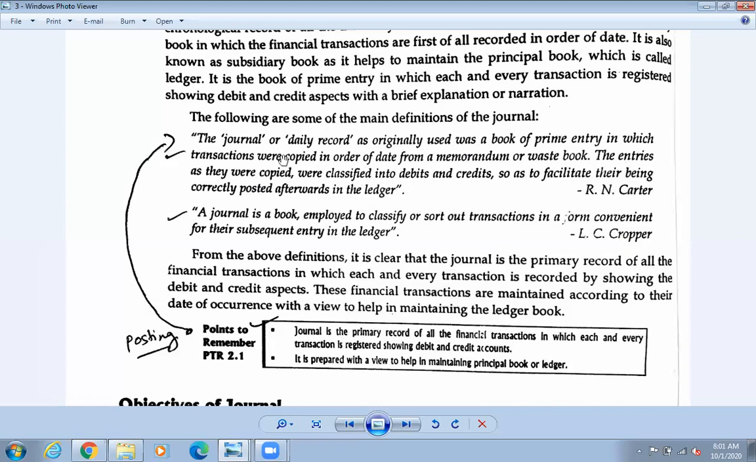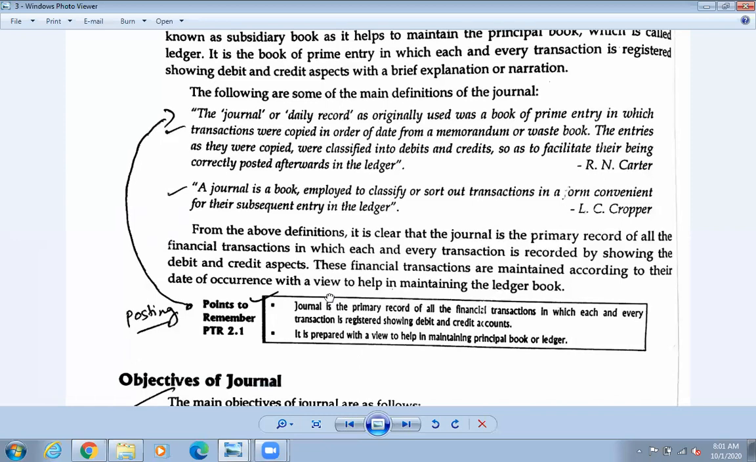So there is a next definition also. Let us not go for this one, let us go for this. First of all, write down this definition: Journal is the prime book, something like that, after accounts. Then in the next paragraph, according to R.N. Carter. I think you know the spelling of according, A-C-C-O-R-D-I-N-G. So write down this definition. This will be the definition of journal.